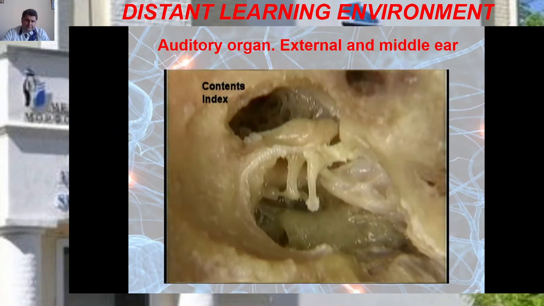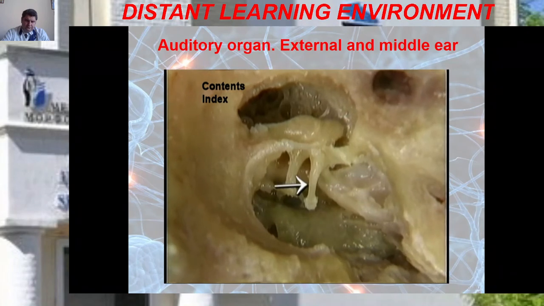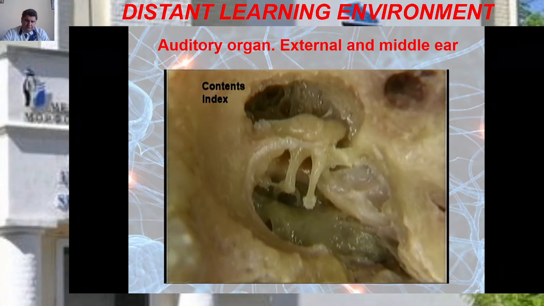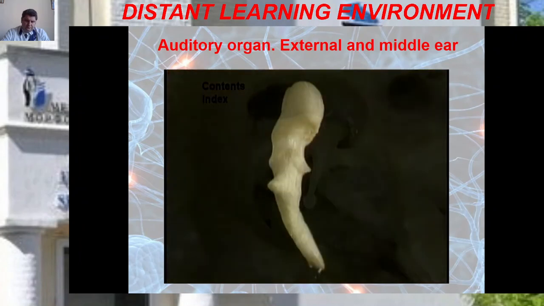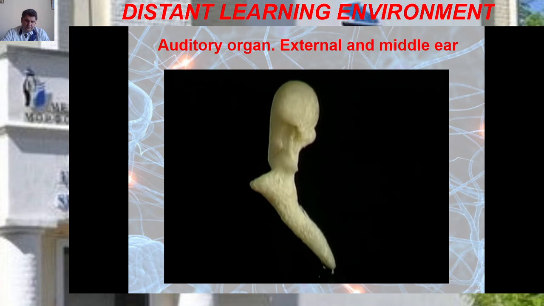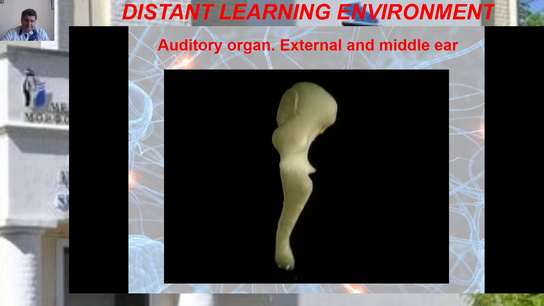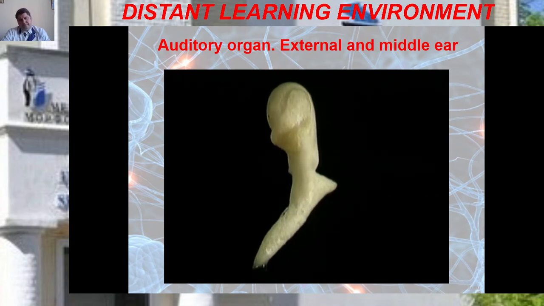We'll add the malleus to the picture, together with the ligaments that hold it in place and the bone those ligaments are attached to. We've already seen that this part of the malleus that hangs downwards, the handle or manubrium, is attached to the tympanic membrane. In the dry bone, this is the manubrium. This is the head of the malleus. This joint surface, facing backwards, articulates with the incus.